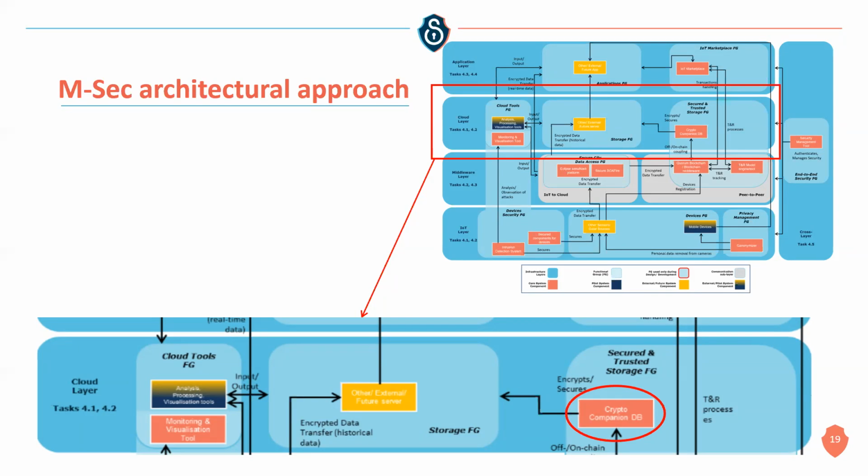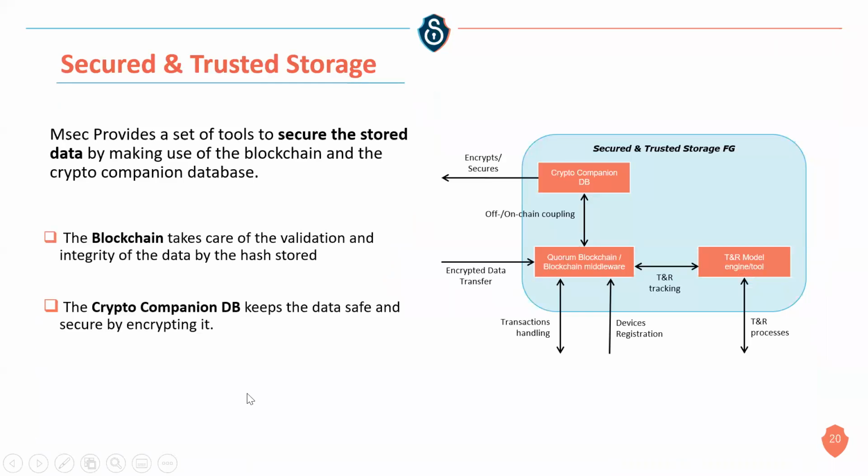As you can notice here, the crypto companion database is part of a cross-sectional functional group called the Secure and Trusted Storage functional group. MSec provides a set of tools to secure the data using different assets. For example, the mentioned crypto companion database and the Quorum blockchain and blockchain middleware to validate the data and the integrity of this data by storing hashes.